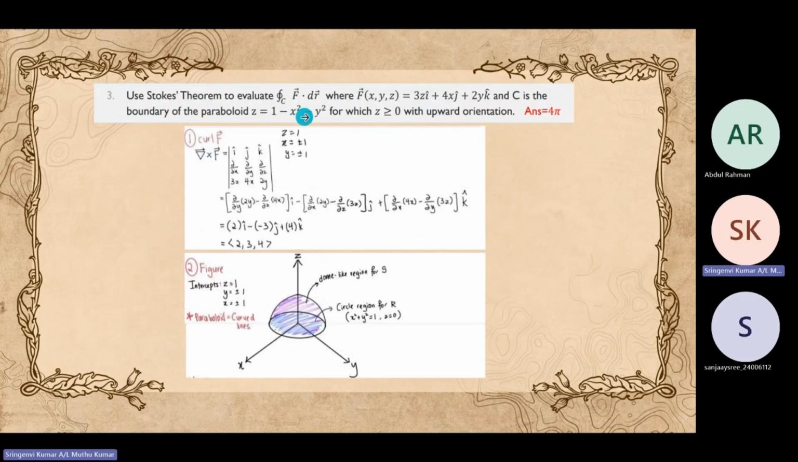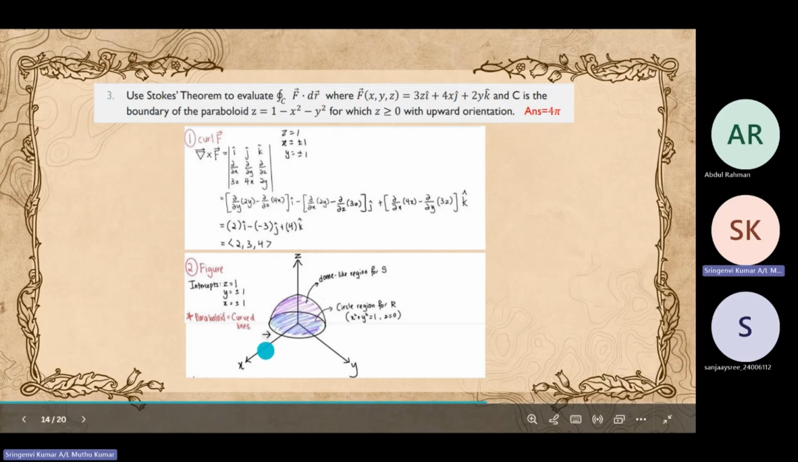Okay, question number 3. Use Stokes' theorem to evaluate the integral of F dot dr, where F(x,y,z) is equal to 3z i plus 4x j plus 2y k, and C is the boundary of the paraboloid z equals 1 minus x squared minus y squared, for which z is greater than or equal to 0, with upward orientation. All right, for this question, we will be using the surface and the normal. We again use the flat disk.